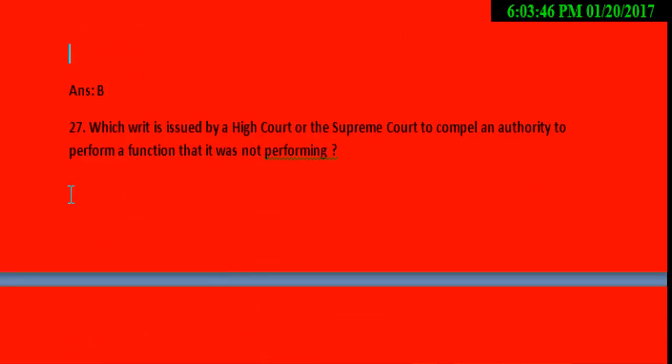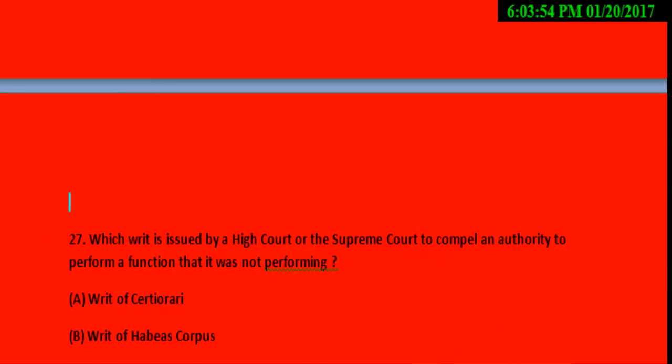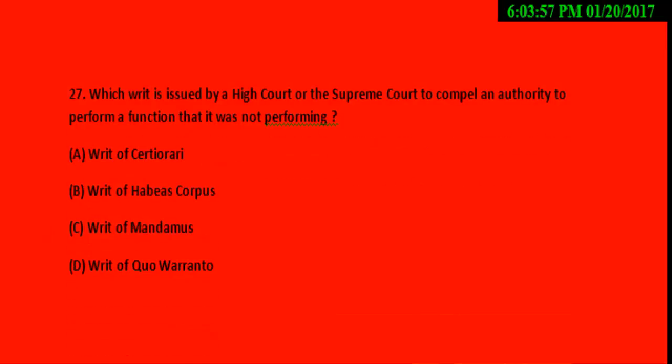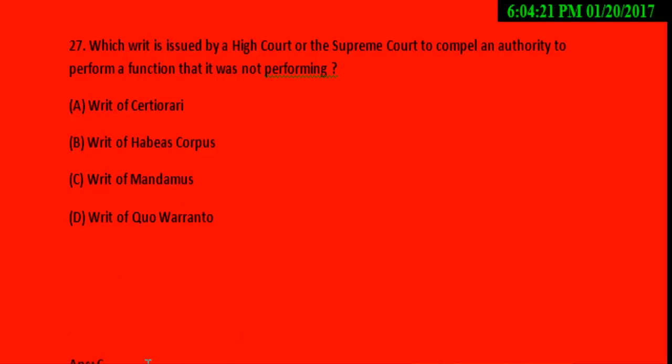Which writ is issued by, wait a minute, so here is your next question. Which writ is issued by a high court or the Supreme Court to compel an authority to perform a function that it was not performing? Writ of certiorari, or writ of habeas corpus, and writ of mandamus, or writ of quo warranto? So your answer is C, writ of mandamus.